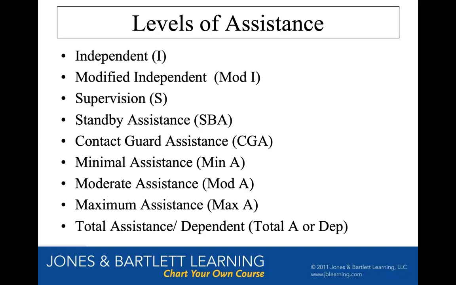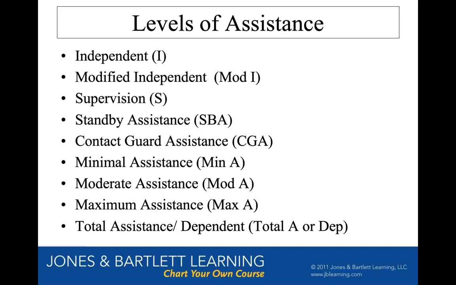But in the Medicare world, there's no such thing as contact guard assist. That's considered min assist. So if you have your hand on a person, that's considered min assist. But min assist truly means that the patient is doing 75% of the work, physically or cognitively, and we are doing the other 25%.